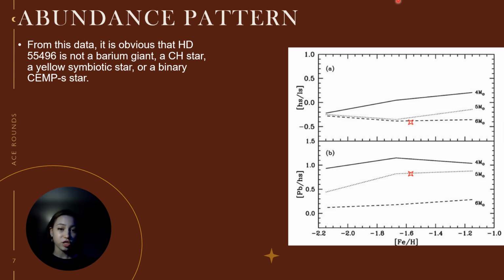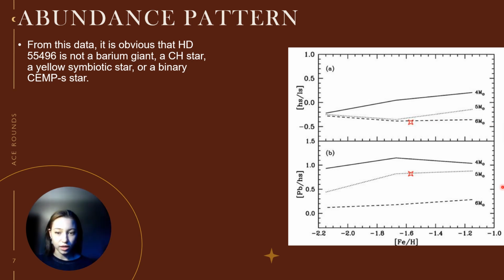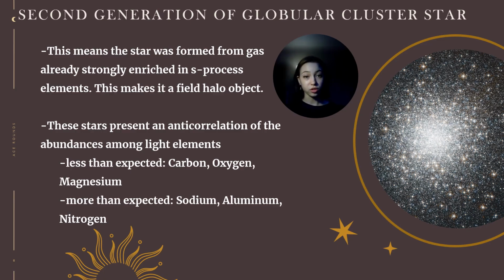Based on the star's position among both of these models, it is clear that the abundance pattern can be represented by a 5 to 6 solar mass AGB star, as seen here as 6 and as seen here as 5. All the peculiarities suggest that HD 55496 is actually a second generation of globular cluster stars. A second generation globular cluster star means that the star was formed from gas already strongly enriched in S-process elements.